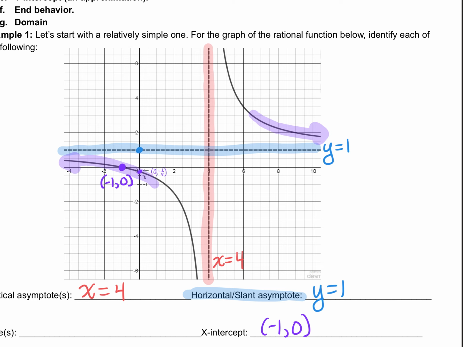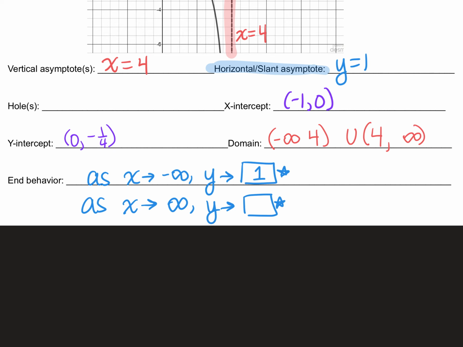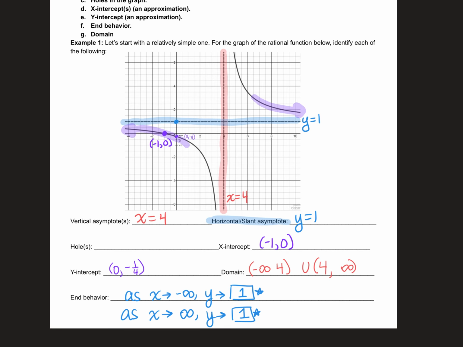So when I write my end behavior, I'm going to write y equals 1. Or y is approaching 1, not equals 1. It's getting closer to 1. Okay, so that is what it looks like to find those characteristics just by looking at the graph, and that's what we're doing today. We said there are no holes, so I would just write none here.